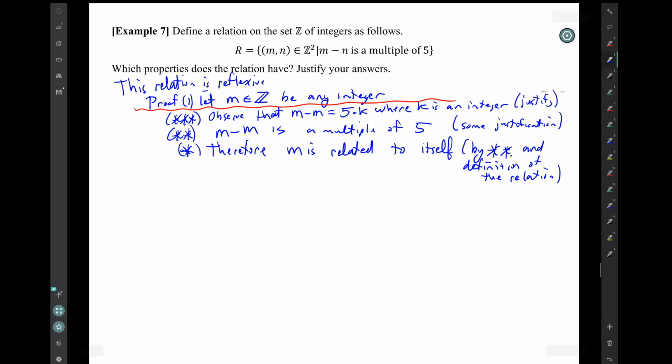So that triple asterisk statement has to be there. So now we know what the justification for the double asterisk statement will be. It will be by triple asterisk statement and definition of a multiple. Now here I've made kind of a mess of things. Everything's really crowded, so I'm going to spread stuff out.